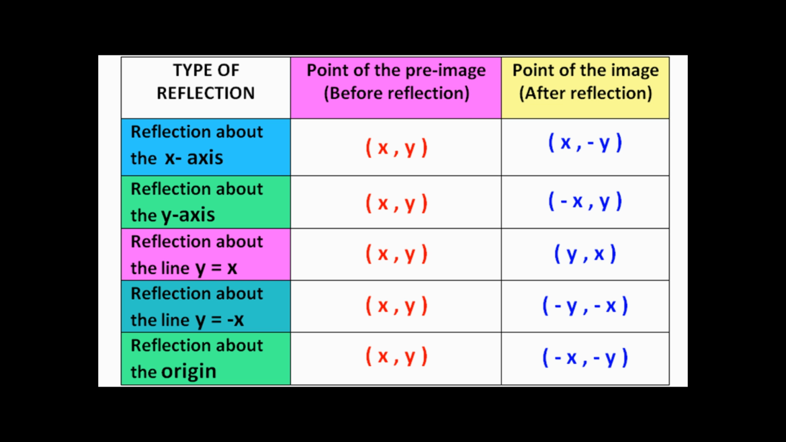These are the common types of reflections you're going to get. Beforehand we have (x, y). After, for the x-axis, it's (x, negative y). All we're doing is changing the sign of y. For y is equal to x, you just swap. For y is equal to negative x, you swap and take the opposites.